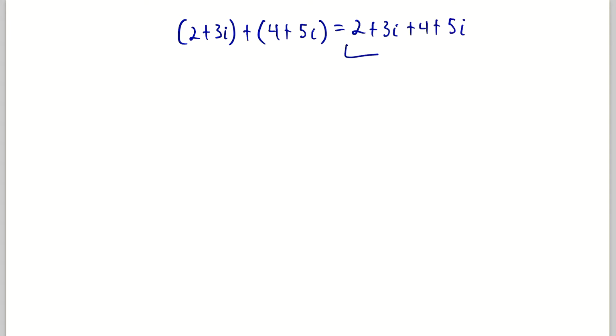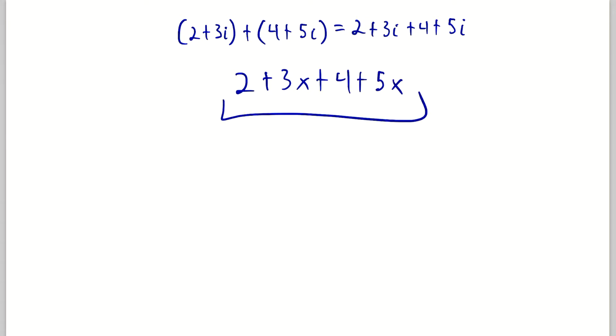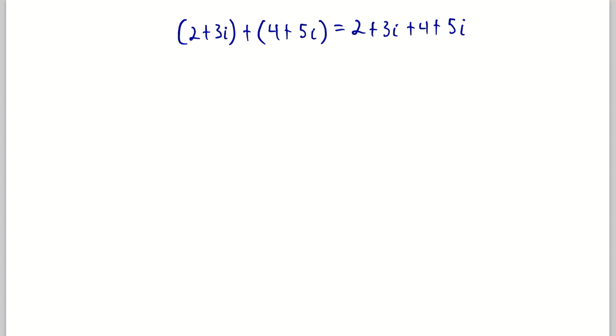And doing this addition works just like adding like terms with a variable. So if we had something like 2 plus 3x plus 4 plus 5x, this might be more familiar to you if you've done algebra before. You would know you just add 2 and 4 because they're like terms, and you add 3x and 5x because they're like terms. So you would have 6 plus 8x. And we do the same thing here with the complex numbers.